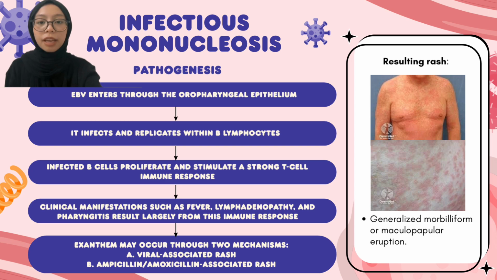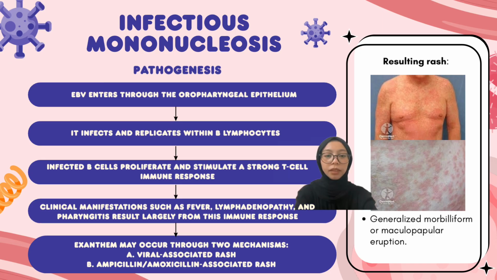Next, the second one, ampicillin and amoxicillin-associated rash. The administration of ampicillin or amoxicillin during the acute EBV infection frequently triggers a widespread maculopapular rash. So this reaction is believed to result from altered immune reactivity during active EBV infection rather than a true drug allergy. So the resulting rash from this disease is generalized morbilliform, or called maculopapular eruption. It is actually more common following exposure to aminopenicillin antibiotics.